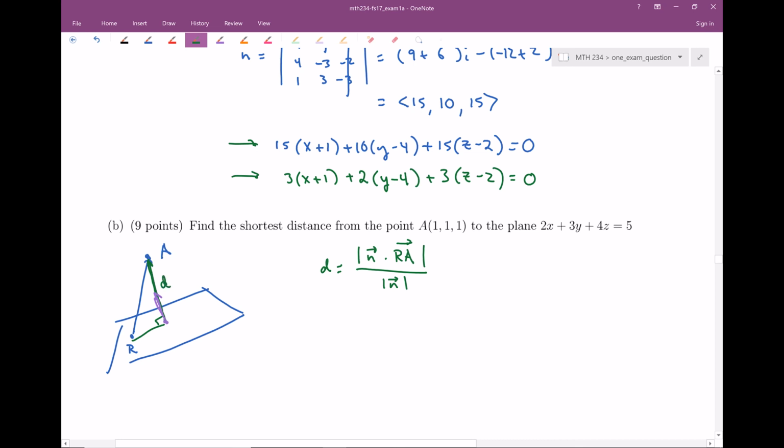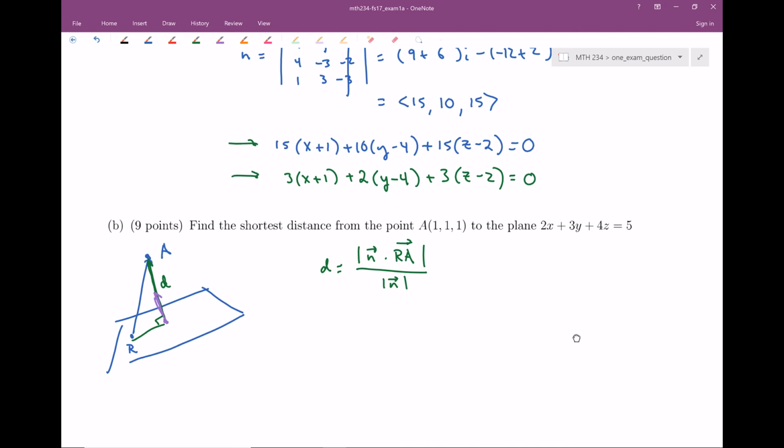So again, this really has to do with a projection of this vector RA onto the normal vector. That'll give us this distance, and well, you take the magnitude of that and you get the distance. All right, so let's go ahead and solve this.